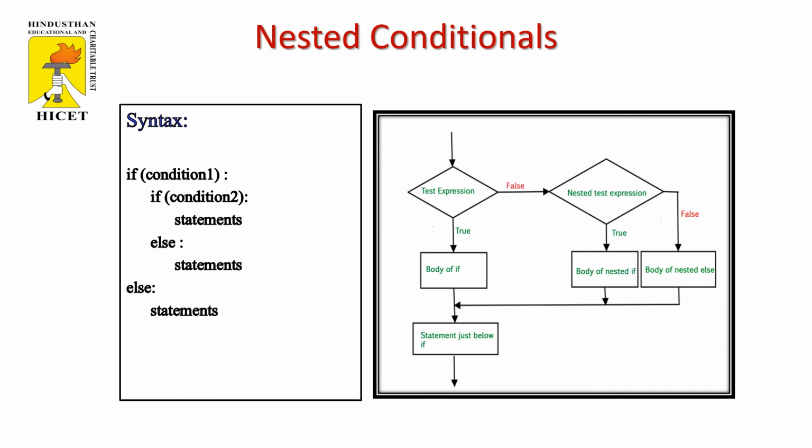In this flowchart, you can see different decision making symbols. In the true case, you can execute a block of code. In the false case, it falls to the second condition. On the left side, you can see the syntax for the nested condition. If condition 1 is true, it moves to the inner if. If condition 2 is true, it executes the true block, else it executes the false block. Otherwise, it moves to the outer block and executes the else block.